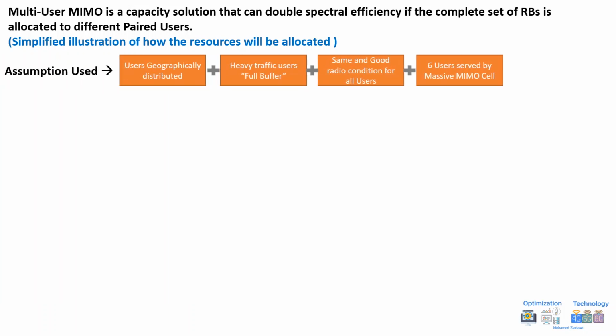4 assumptions will be considered for the resource allocation simulation example. 1. Users geographically distributed. 2. Heavy continuous download users. 3. All users enjoying good radio conditions. 4. In total, 6 users will be served by massive MIMO cell.